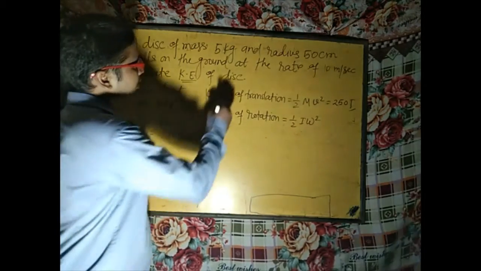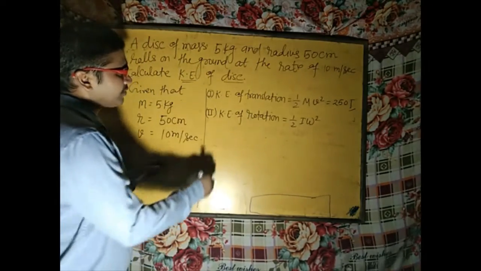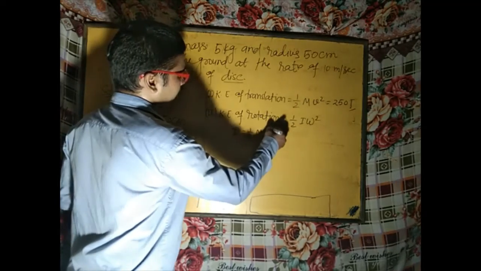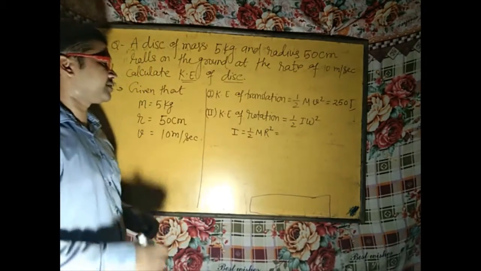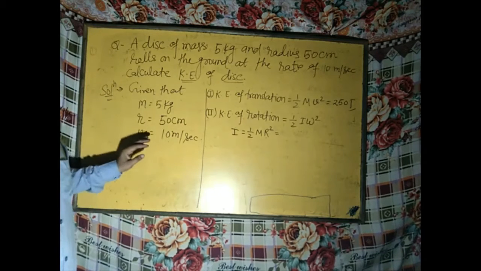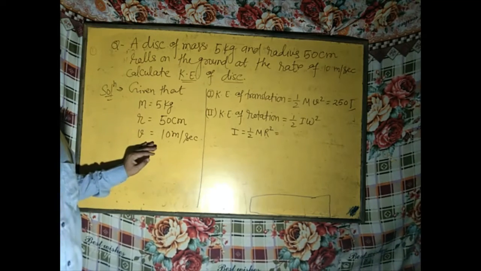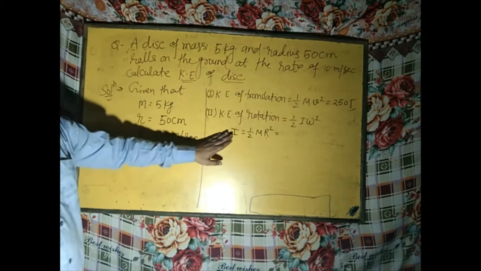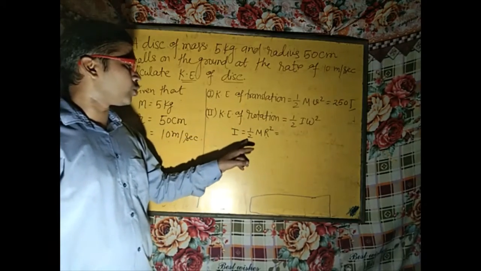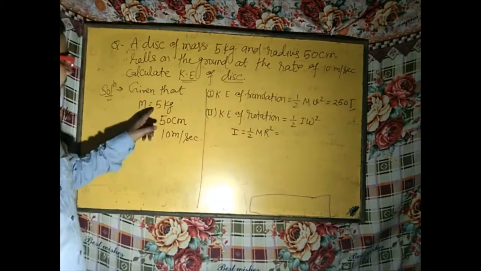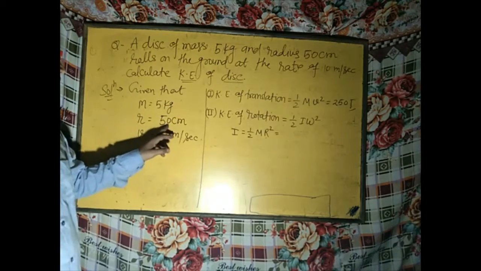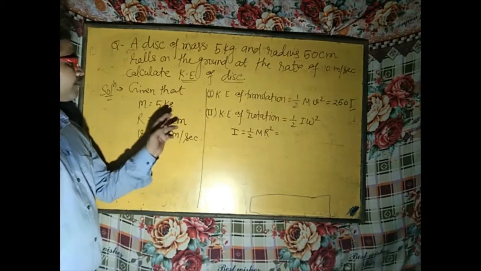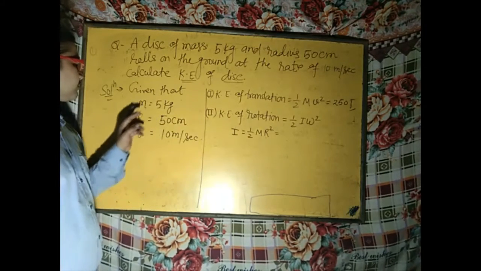Okay, so for rotating disk, the value of I is 1 by 2 mr square. This is the formula for moment of inertia of a rotating disk about an axis passing through the center of mass and perpendicular to the plane. So you can see here I is equal to 1 by 2 mr square. Now the value of m is given and the value of r is also given. If this one radius is capital R.